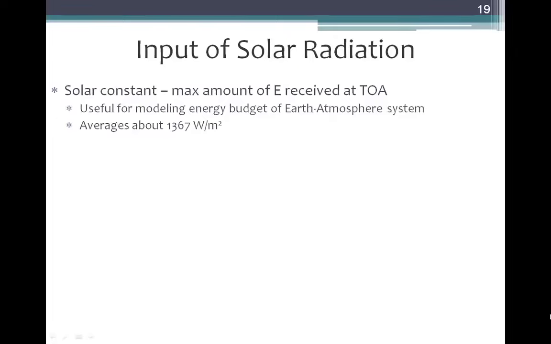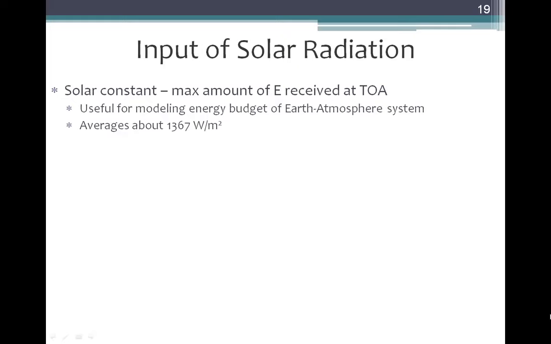Okay, let's talk about solar radiation as it travels through the atmosphere. Before we look at how it travels through the atmosphere, let's talk about the solar constant. The solar constant is a number that represents the maximum amount of solar energy received at the top of the Earth atmosphere system for a particular location. That location would be someplace where the sun is directly overhead, so, for example, right above the equator on the equinox. The value has been measured to be about 1,367 watts per square meter.